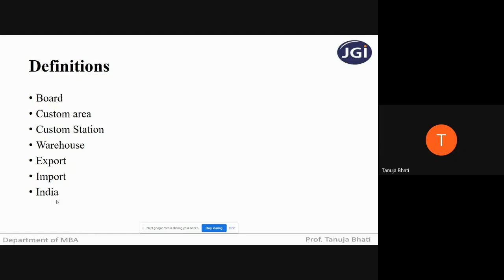There is one more definition called beneficial owner. If I use the words beneficial owner, it means the owner or a person on whose behalf the goods have been imported or exported. So on his behalf, the goods are either imported into India or exported outside India. These are the different definitions under customs, and these words will be commonly used. So you need to know very well the meaning of these terms.